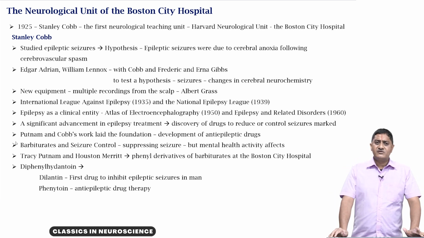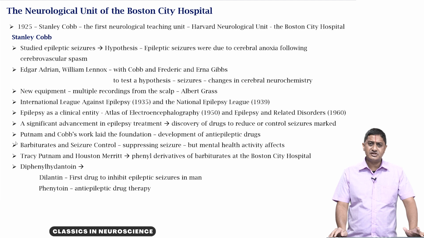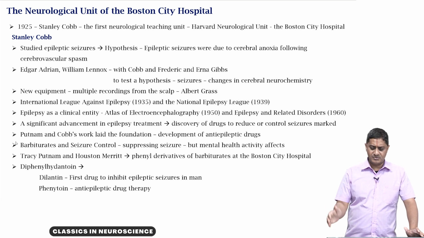Also, this was around the time when EEG became very popular. Albert Grass was a technician who practically invented the multi-channel EEG system. Multiple recordings from the scalp became possible, and this later went on to become the Grass Instrument Company, or the Grass Medical Devices Company, if one may say that.